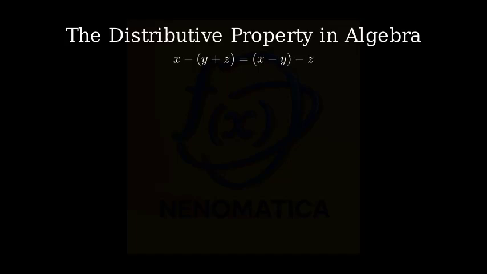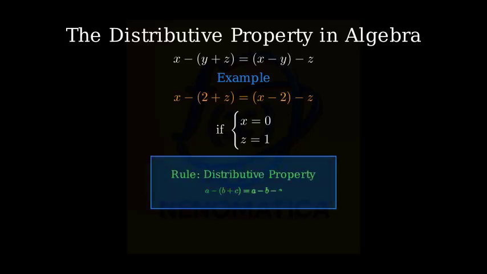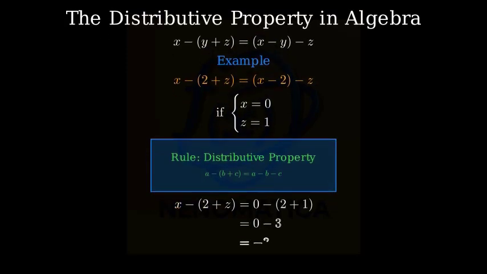Let's work through our first example. We'll verify the identity when x equals 0, y equals 2, and z equals 1. Let's substitute the values into our formula and evaluate both sides. First, let's calculate the left side of the equation, x minus the quantity y plus z. Substituting x equals 0, y equals 2 and z equals 1, we get 0 minus the quantity 2 plus 1. This equals 0 minus 3, which is negative 3.